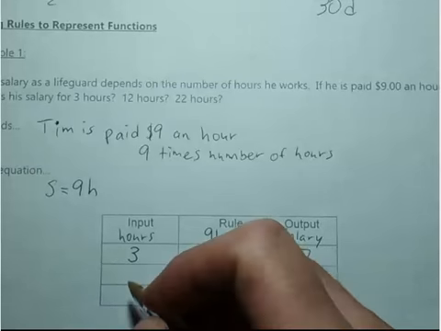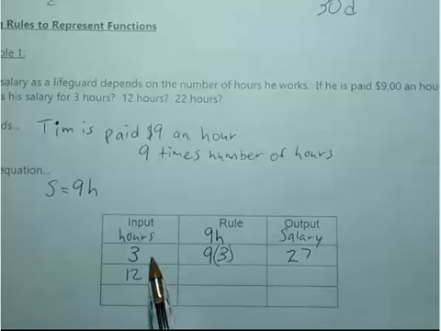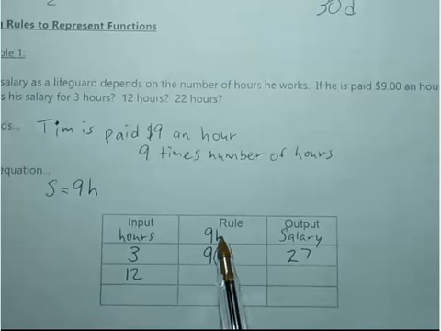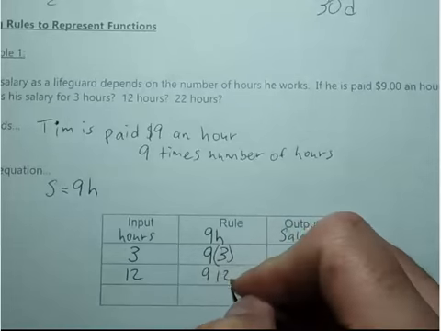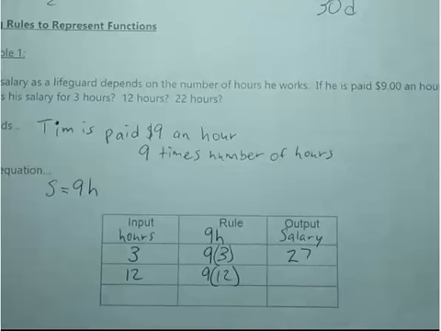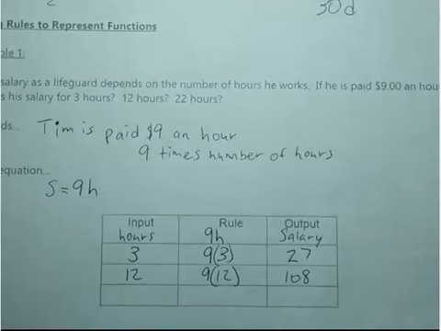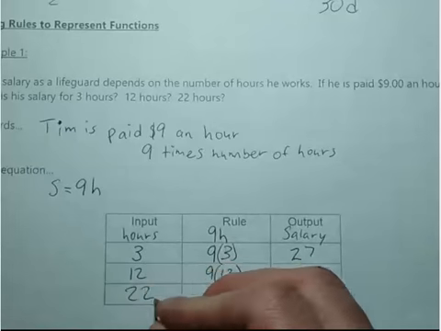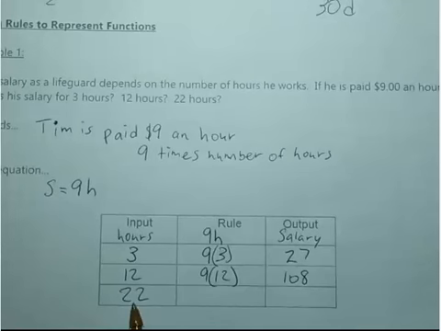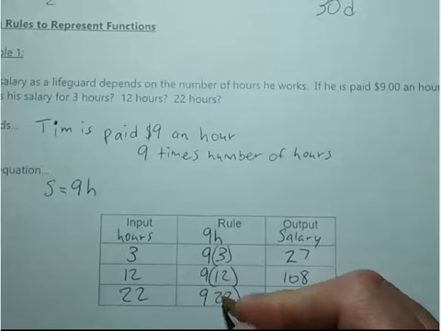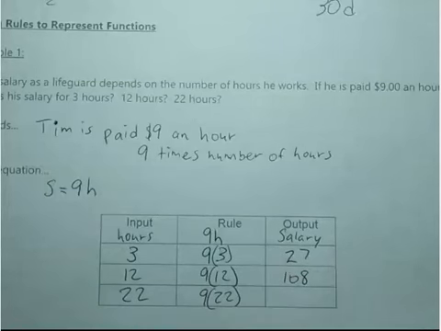Next one is 12 hours. We're going to do the same exact thing. If he works 12 hours, we're going to plug that in for H into our rule. 9 times 12 is $108. And finally, Tim's working 22 hours. We're going to plug 22 in for H into our rule. So 9 times 22 is 198.